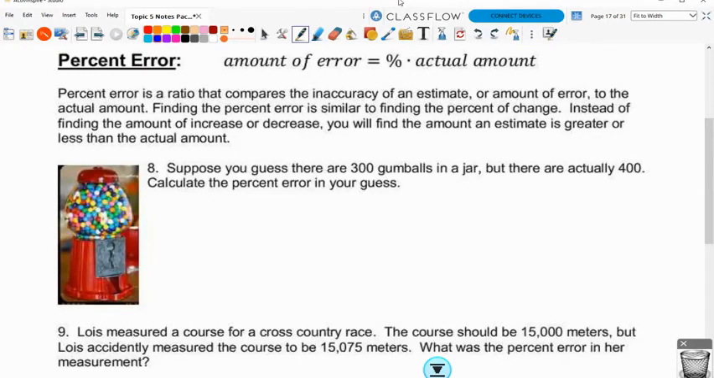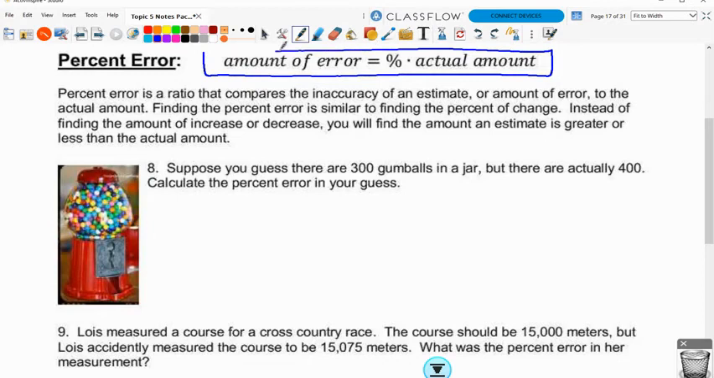In the next part of our lesson, we're going to talk about percent error. Percent error is a ratio that compares the inaccuracy of an estimate, which is called the amount of error, to the actual amount. So we compare the amount of error to the actual amount, which is why our equation says that the amount of error equals a percentage of the actual amount. This is the equation that we'll always use for percent error.